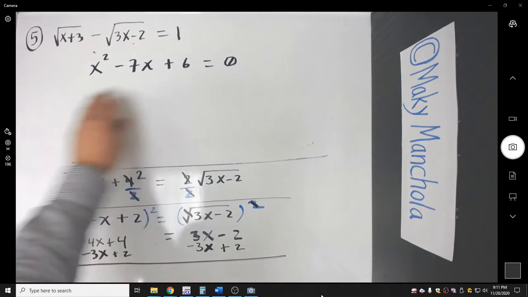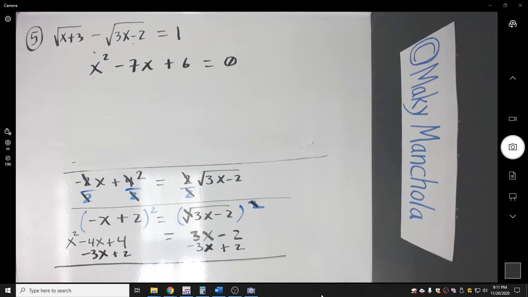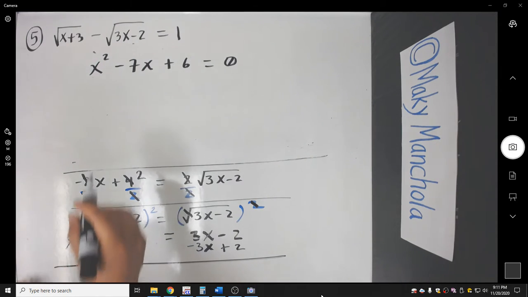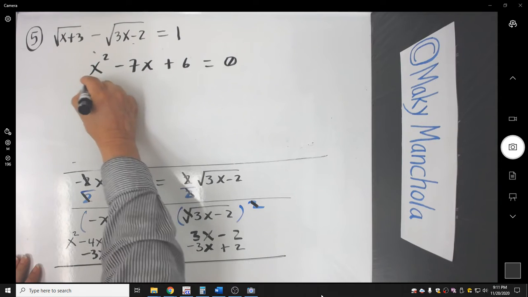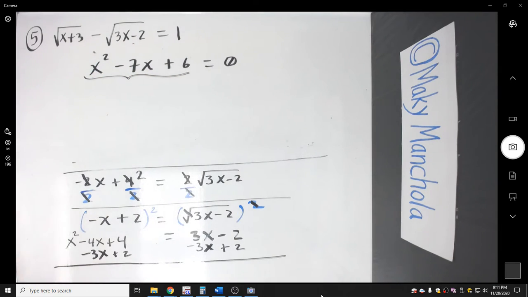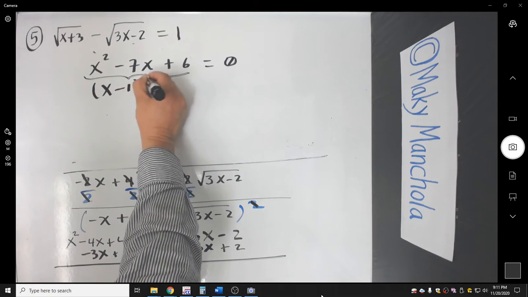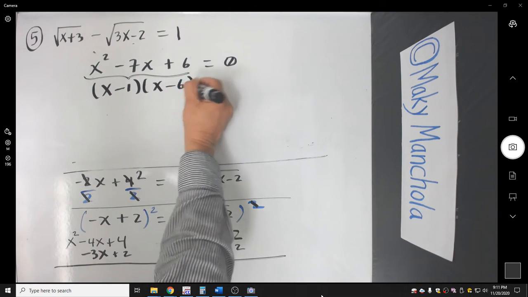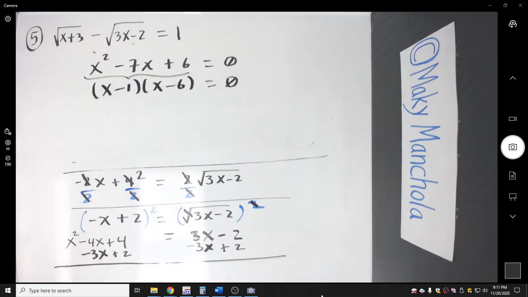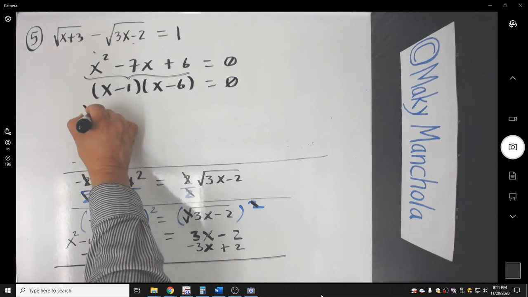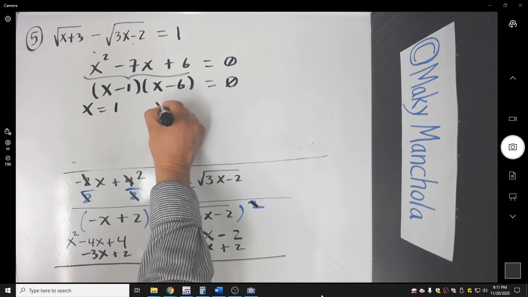Now, to solve this quadratic equation, we can factor. We can use the factoring method because the polynomial factors. X squared minus 7x plus 6 factors into x minus 1 times x minus 6. So two solutions come out of this: x equals 1 and x equals 6.